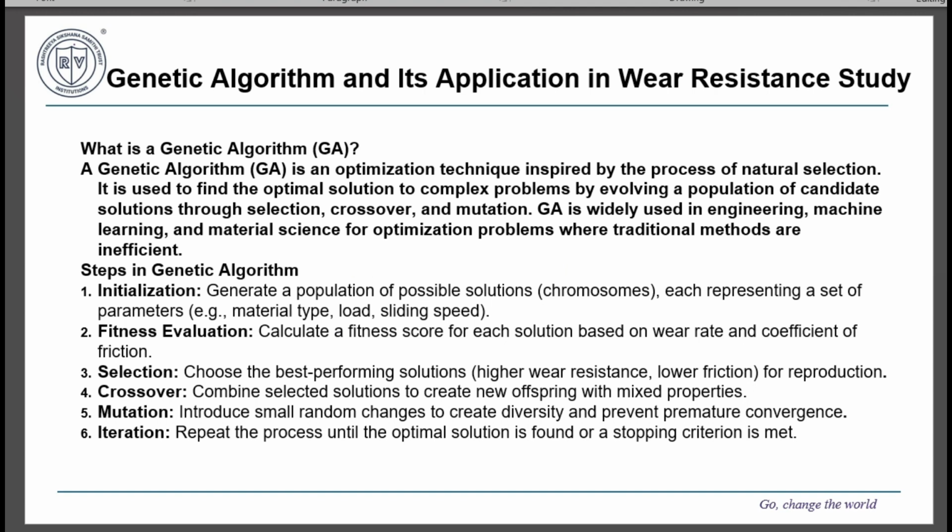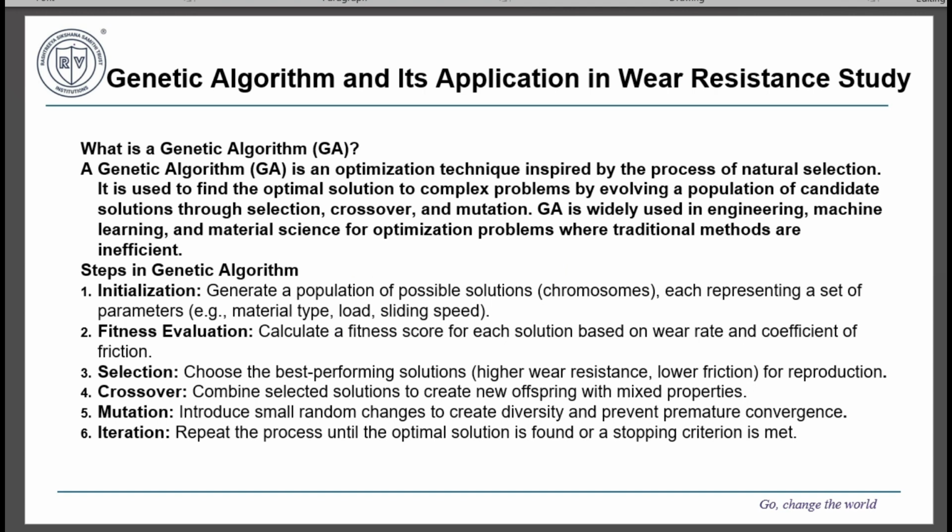After the Minitab analysis, we have come to the genetic algorithm. A genetic algorithm is an optimization technique inspired by the process of natural selection. It is used to find the optimal solution to complex problems by evolving a population of candidate solutions through selection, crossover, and mutation. It is widely used in engineering, machine learning, and material science for optimization problems where traditional methods are inefficient.